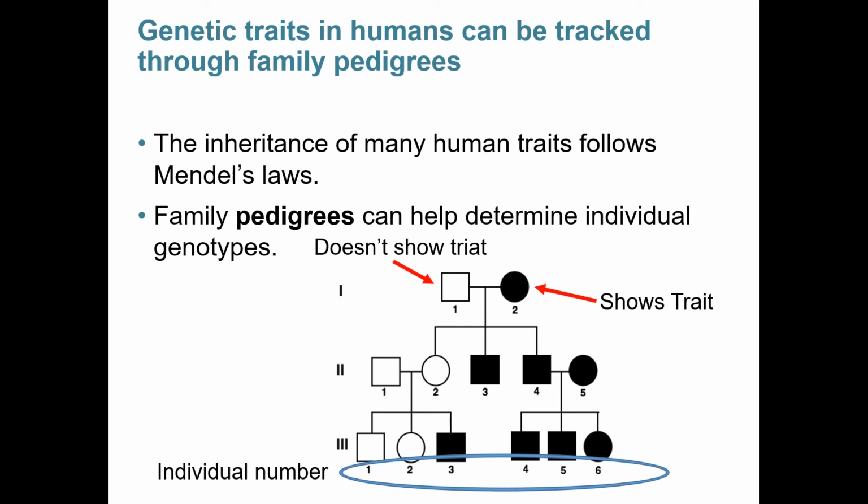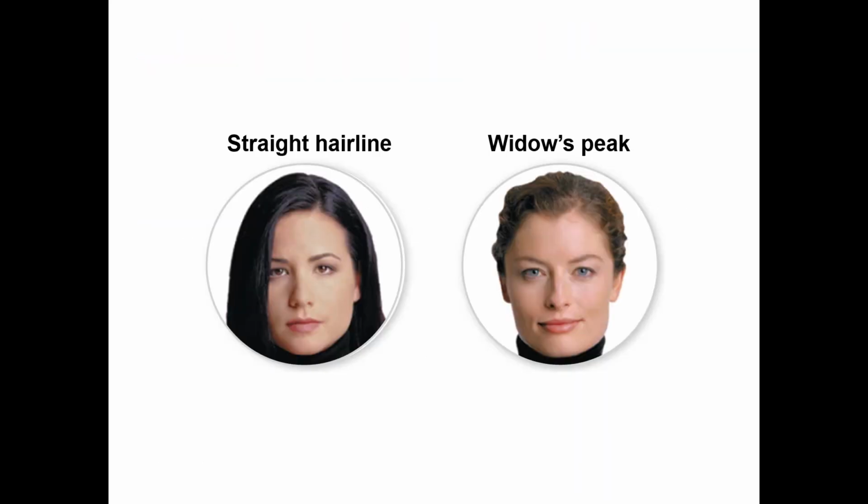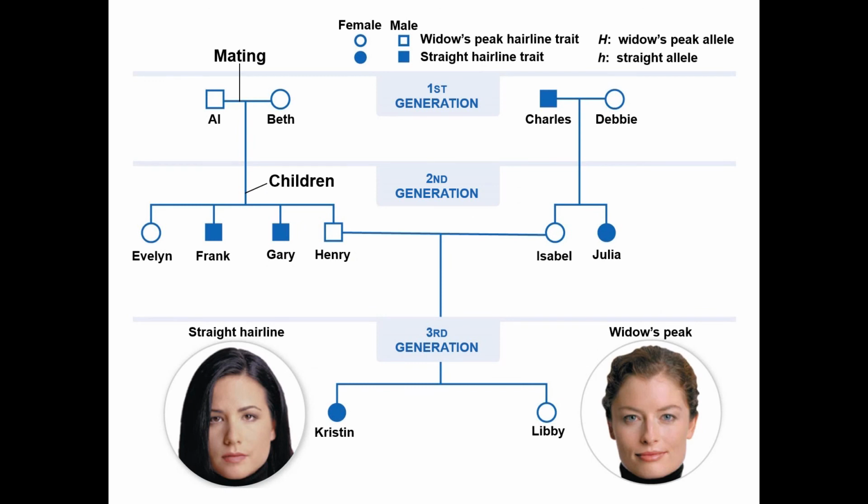Now we're going to look at a pedigree that's based off of 2 possible traits. One of them is a straight hairline, and the other one is a widow's peak, or the peak that appears above the forehead. The widow's peak is dominant to the straight hairline. So let's look at a pedigree for this family. You can see that the family consists of a lot of individuals that do and do not have the widow's peak. Now we want to answer a question. That question is, what are the possible genotypes for everyone in the family?